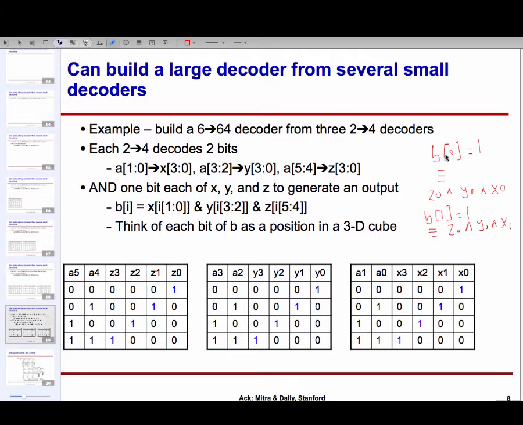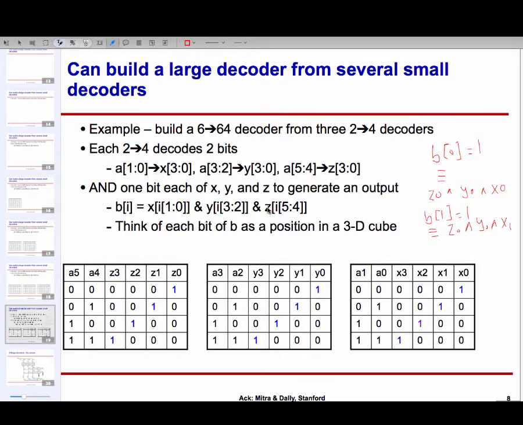So let's see if it works out. If I'm looking at the number B0, in the case of B0, i[1:0] is 0, 0. So I'm going to pick X of 0. i[3:2] is also 0, so I will be picking Y of 0. And finally, i[5:4] is also 0, so I will be picking Z of 0.